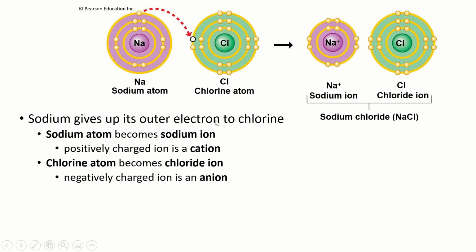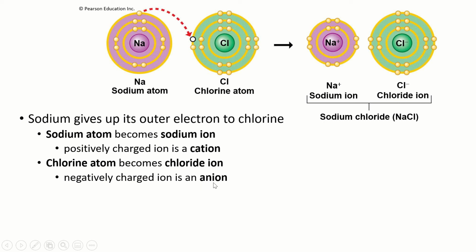Sodium gives up its outer electron. It becomes a positively charged ion, which we call a cation. Cation means positive charge. So it's given up a negative. When you subtract a negative number, you get a positive number. Chlorine has added a negative number, so it's going to become a negative ion. We actually change its name to chloride. Chloride is the ion, and it is an anion.